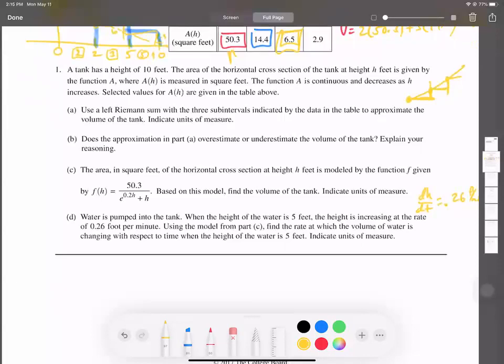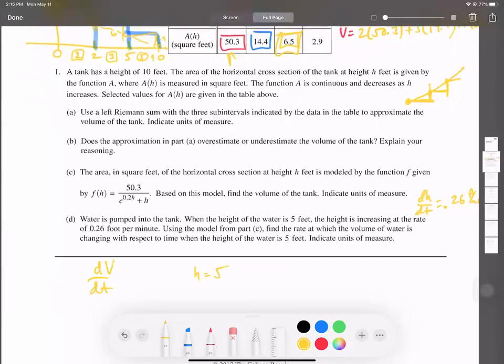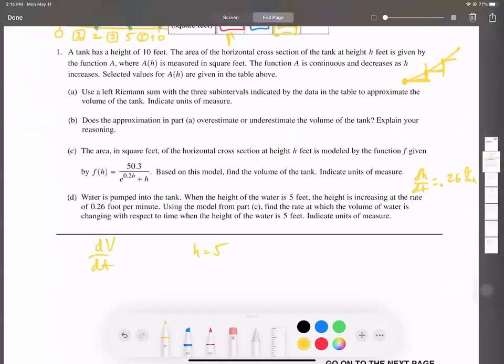So the model in part C is just an equation, right? So dV/dt, find the rate at which the volume of water is changing with respect to time when the height is equal to 5. Indicate the value it measures. Okay, area and height. So to find the volume, the area in feet squared of the horizontal cross-section at height h in feet is given by the function. Okay, so that's our area equation. So the volume is equal to our f of h times h.